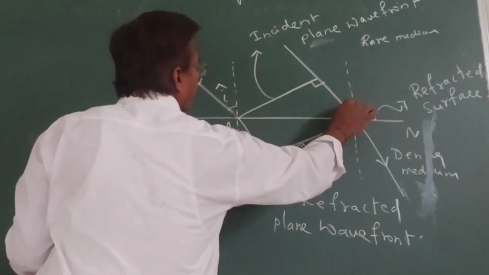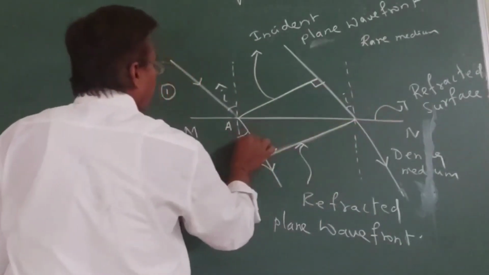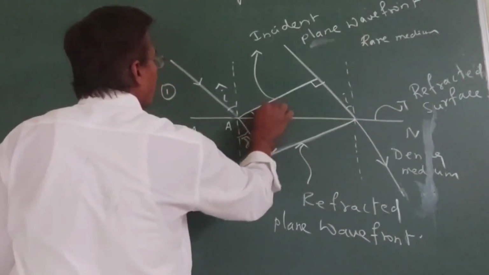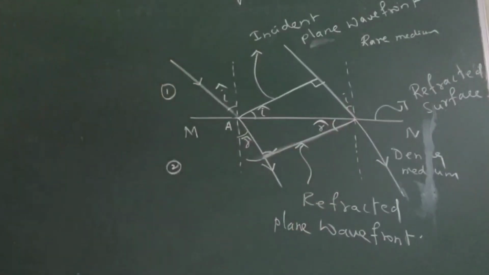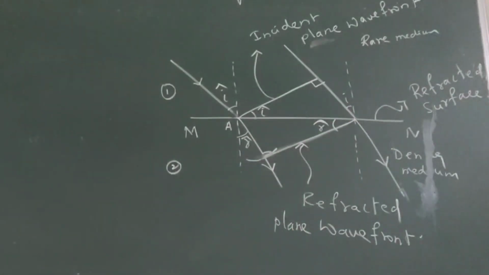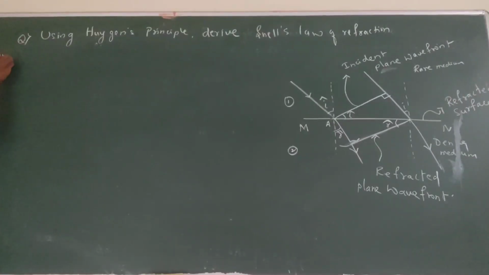Okay, so what is this? Angle of incidence. This is the angle of refraction. So this is I. Whatever the angle of refraction is, that will be R. So the answer we can write down, answer in figure.